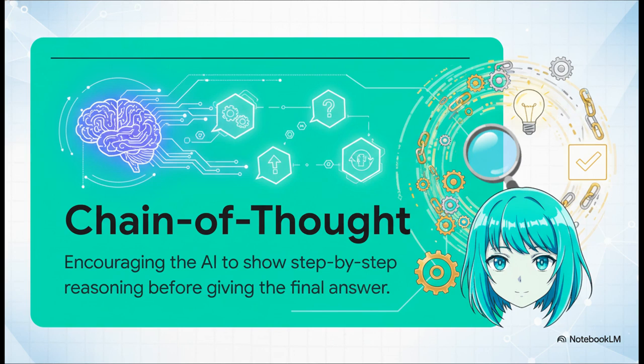All right, time for Section 5, Chain of Thought, where we explore step-by-step reasoning. Now, let's prepare for the final boss level of prompting. Chain of thought prompting involves encouraging the AI to show step-by-step reasoning before giving you the final answer. Just think about how a human brain works for a second. If I ask you a complex math problem and you just blurt out the very first number that comes to mind, you're probably going to be wrong. But if you talk it out step by step, you'll likely get it right. Well, AI works surprisingly similarly.